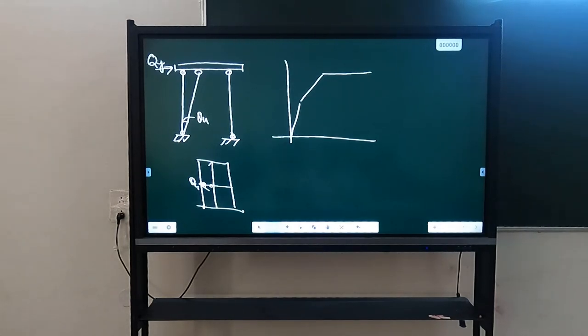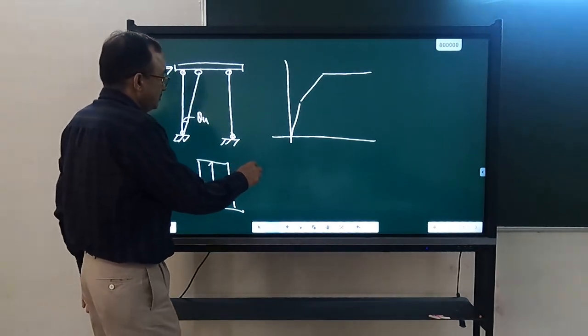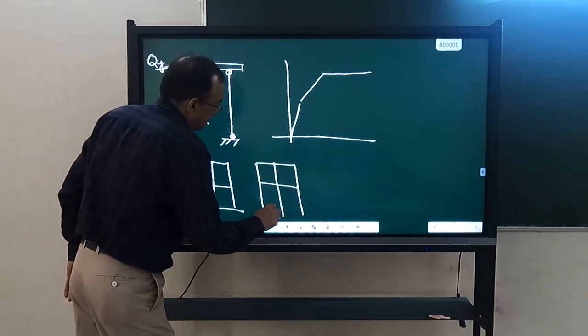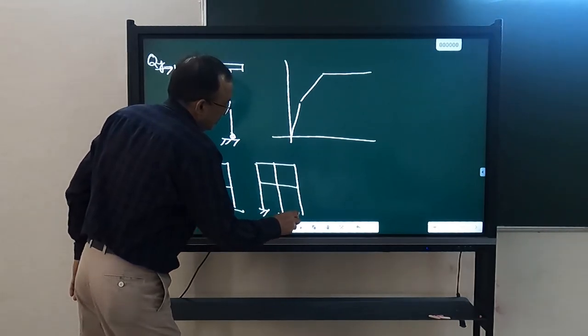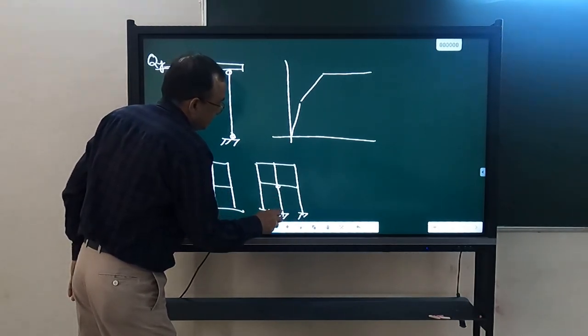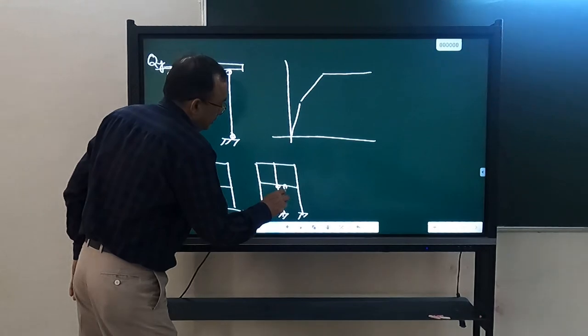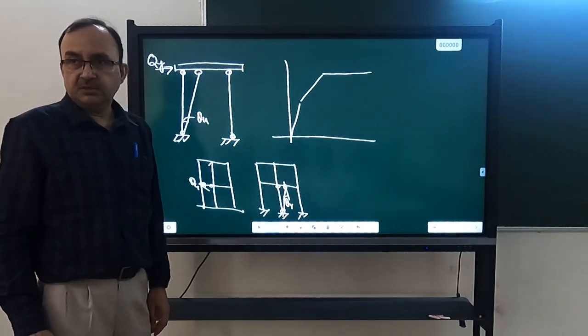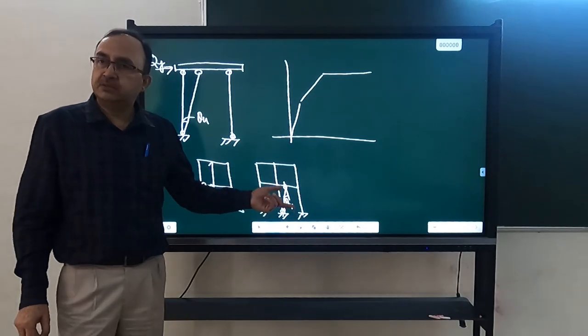Sir, if the criterion is that none of the members should exceed theta u, then why are we going for a strong column weak beam joint? Then we can limit theta u in the beam, and that can ensure it. The other possibility is that the column yields here and in this column it reaches theta u. Either this can happen or this can happen.